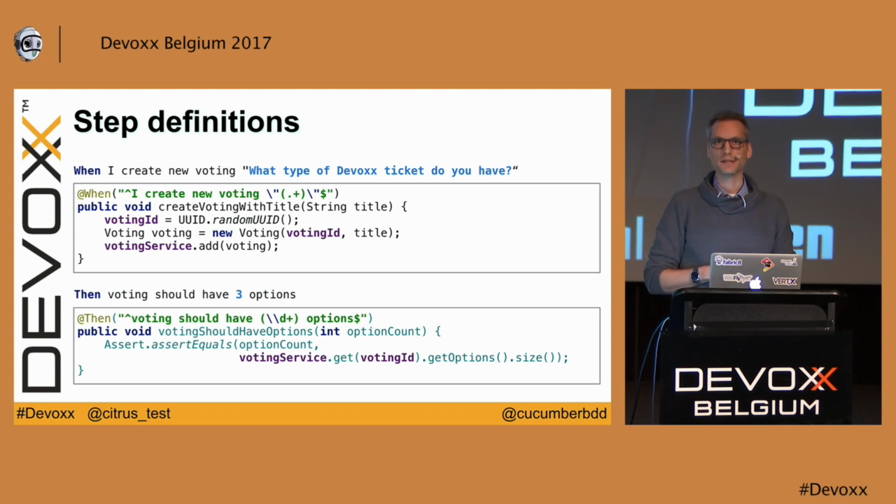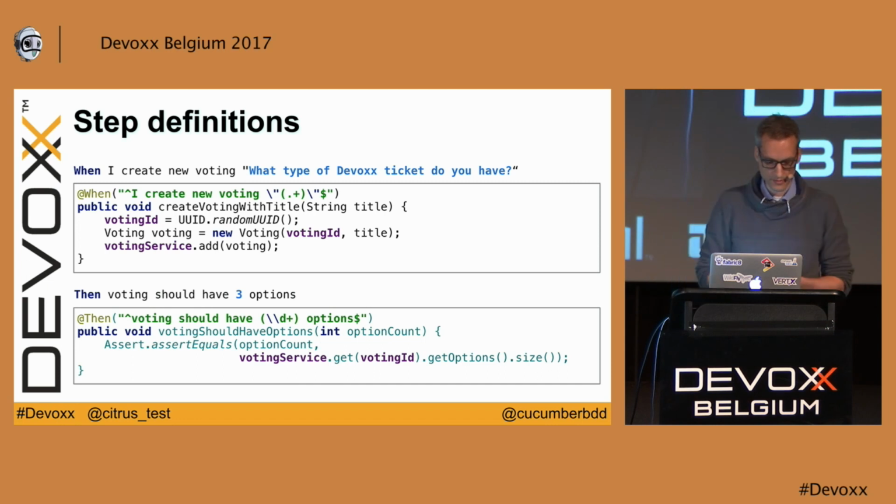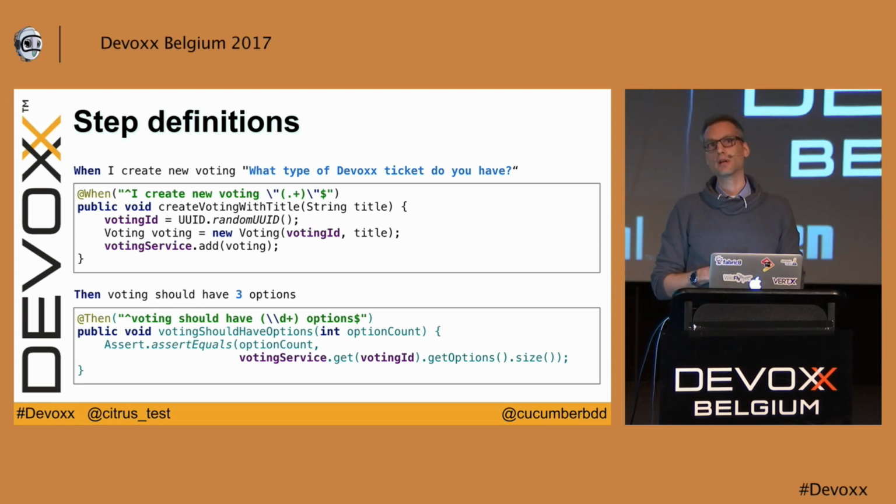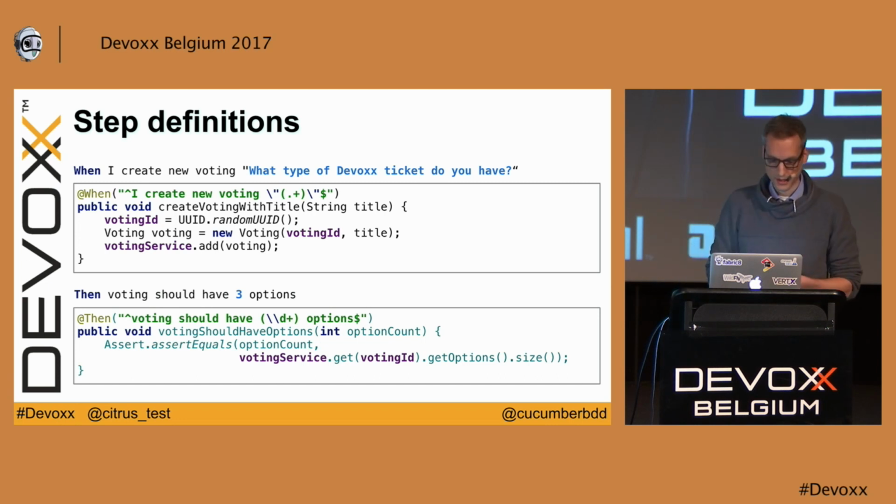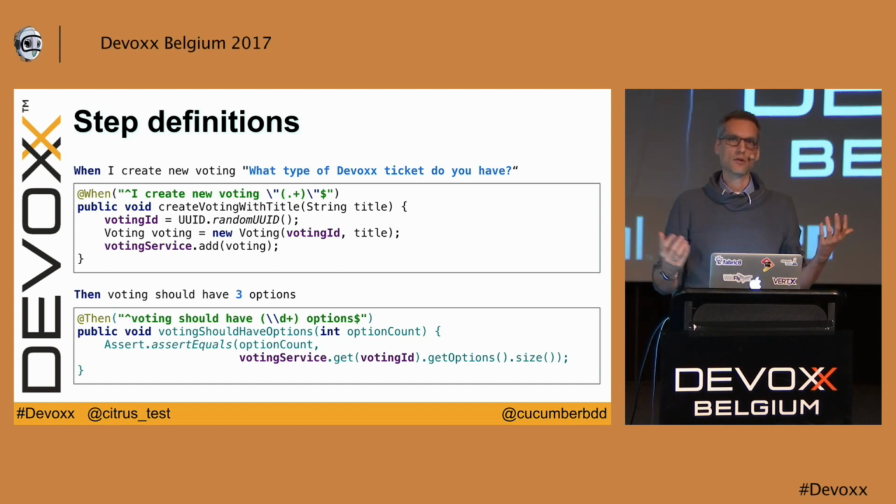And in that method, I can do normal unit testing code. So I create a new voting ID, I create a new voting instance, I give the title, and I call the voting service to add this new voting. So it's normal unit testing code. Then in the assertion step, I would have voting should have three options. Again, I have a method with the @Then annotation using a regular expression and using the capturing groups to pass in the amount of options. Here I'm using an integer, so it's automatically converting the types. And then I can do a normal JUnit assertion as I would do in a normal unit test.